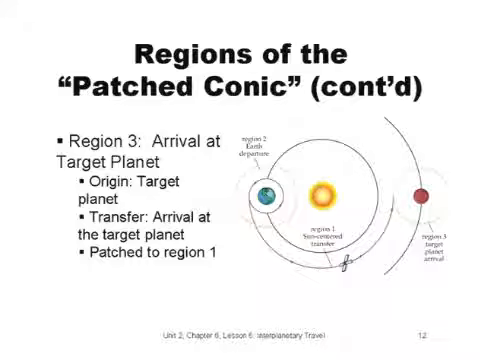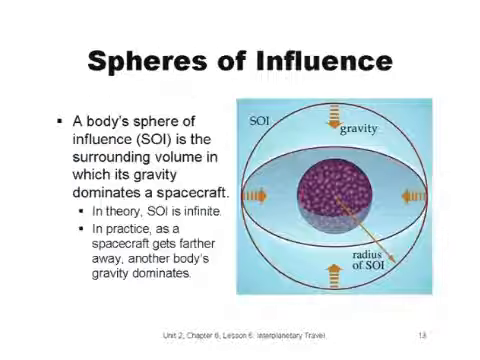Region 3, which is solved last, is the arrival at the target planet. In this region, the target planet's gravity dominates. The two-body problem is between the target planet and the spacecraft, and this trajectory is patched to the orbit from Region 1. I think you're starting to see the logic of how all this fits together.